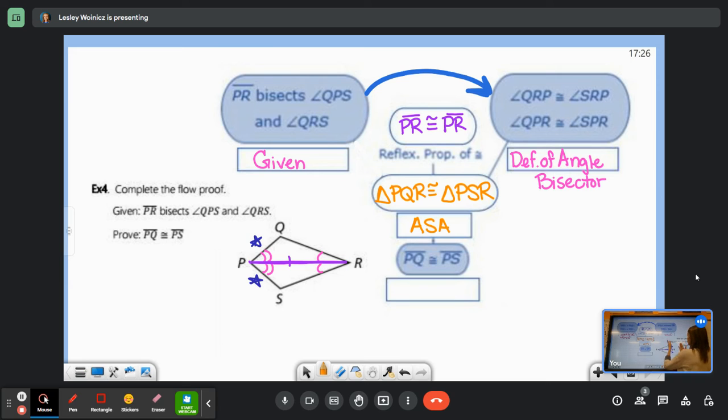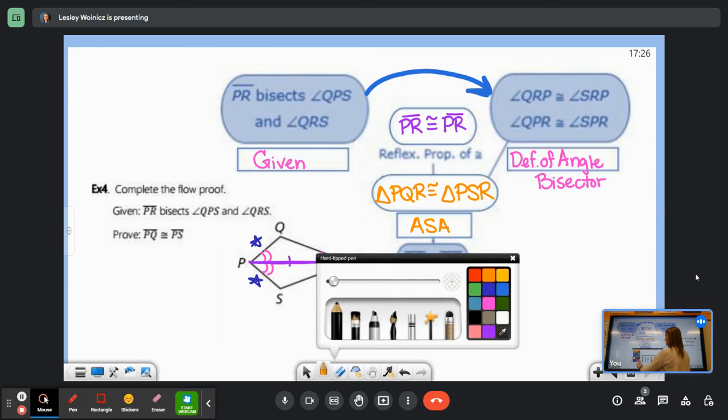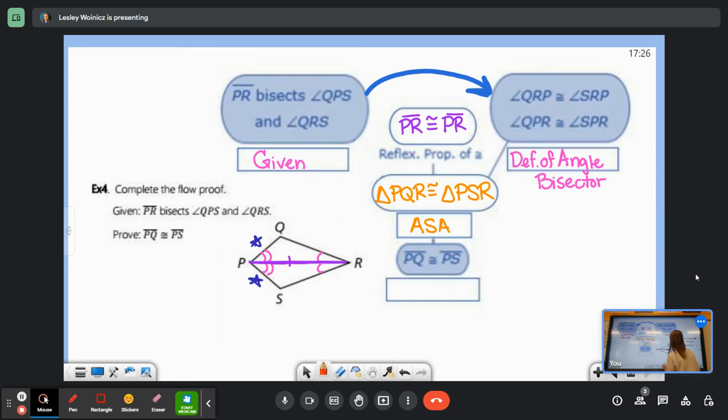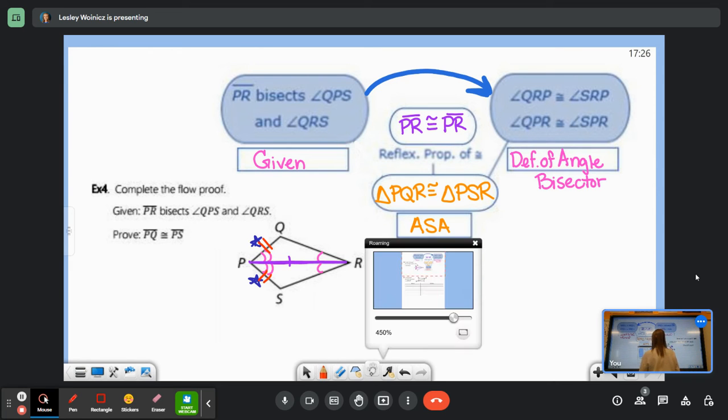And now that I have congruent triangles, I can say that their corresponding parts are congruent, which is what I really wanted this whole time. So I can say that PQ is congruent to PS because of corresponding parts of congruent triangles being congruent. Ta-da! All right, let's do another one.